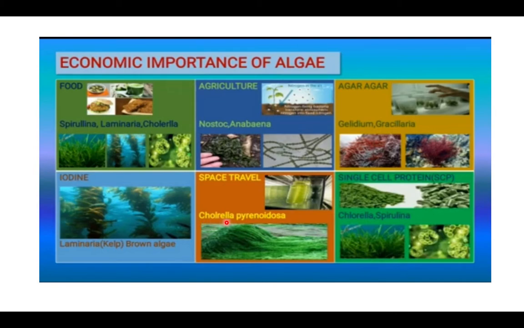Full form you can say it as Chlorella pyrenoidosa. And then Gelidium and Gracilaria are used for preparing ice cream, that is agar-agar. Okay, and then for the productivity of single-celled protein, chlorella and spirulina are used. So these are the importance of algae. So algae is a primitive simple plant and it is autotrophic in nature.